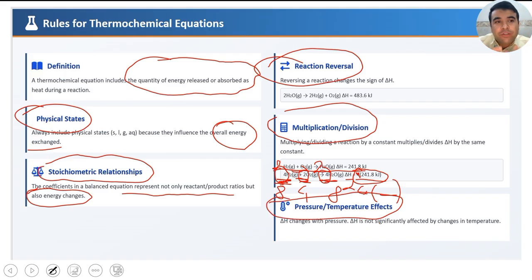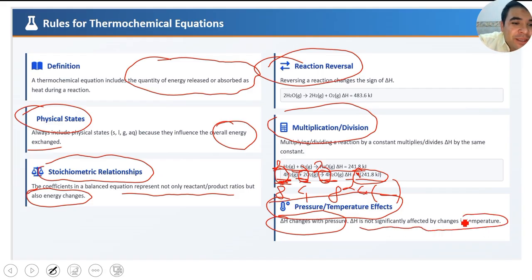The last factor that affects the enthalpy change is pressure or temperature. Guys, the enthalpy changes with pressure. We should always measure the enthalpy change at constant pressure. As the pressure changes, that is going to change the enthalpy change. But the temperature does not significantly affect the enthalpy. So the temperature is not one of the factors that affect the enthalpy change, but the pressure changes the enthalpy.